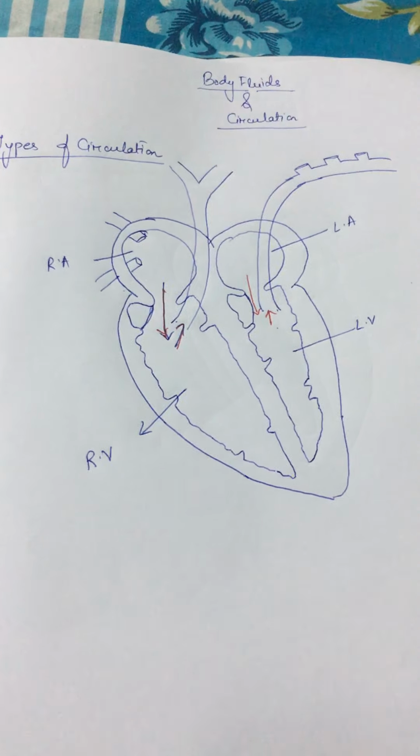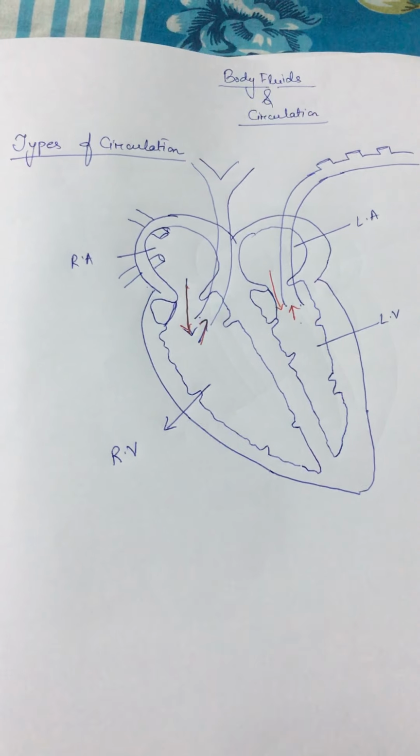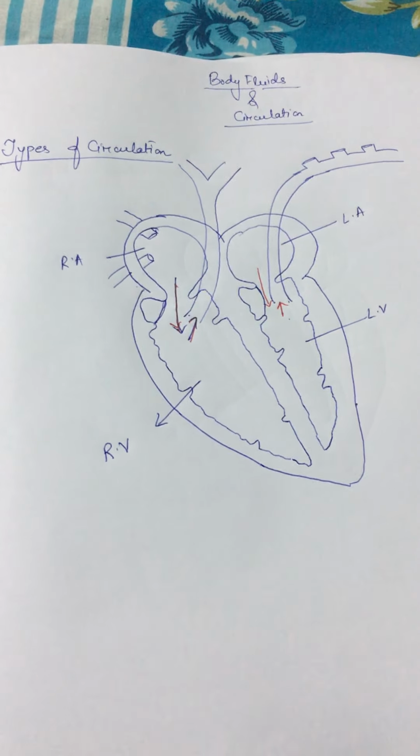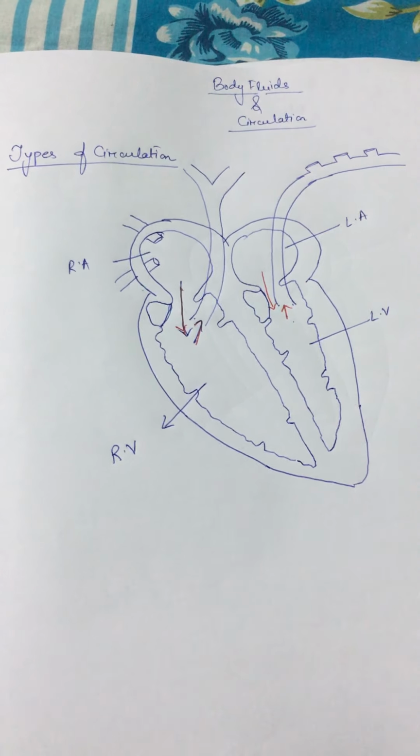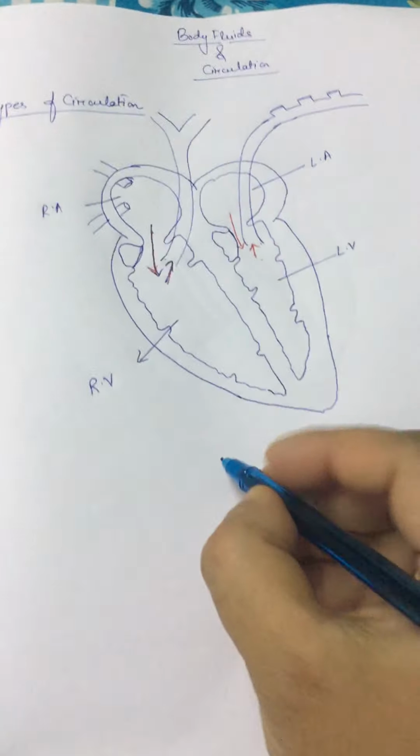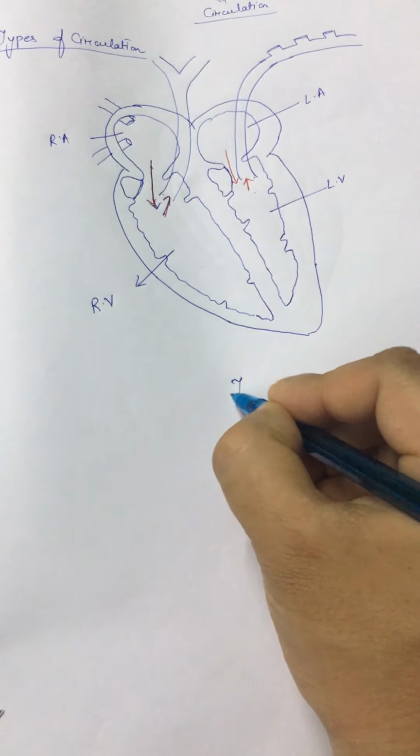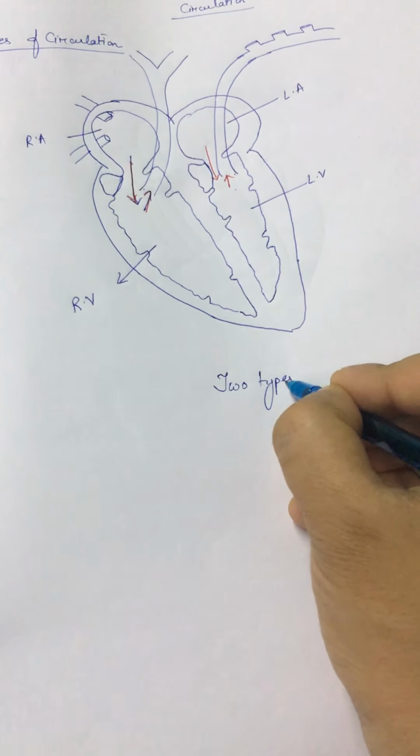So we have discussed the structure of human heart. So today we shall start with the types of circulation. So basically there are mainly two types of circulation.